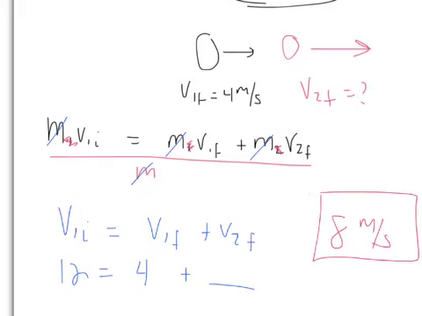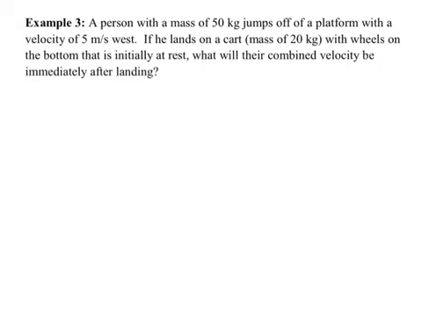And it makes sense, simply because the change in velocity of one ball was from 12 to 4, so it lost 8 meters per second, and the other ball gained all 8 meters per second because they were identical in mass. Example 3. A person with a mass of 50 kilograms jumps off of a platform with a velocity of 5 meters per second to the west.